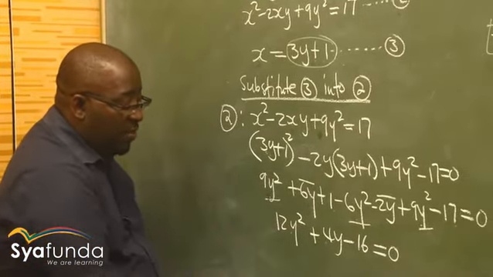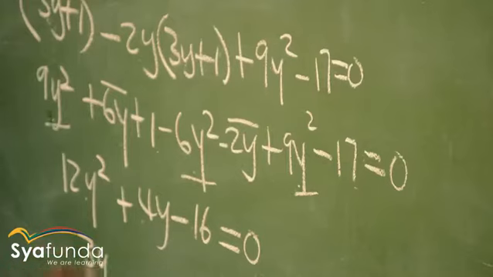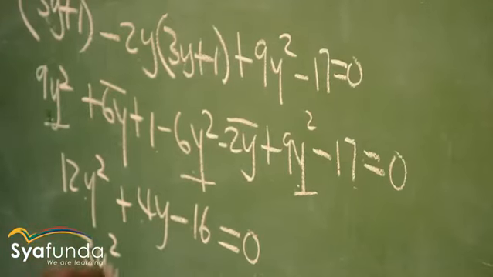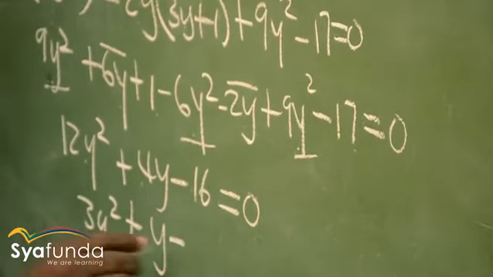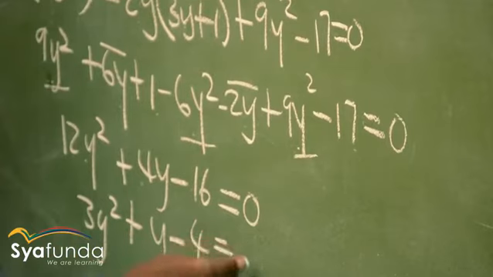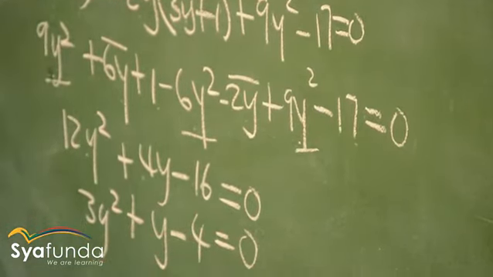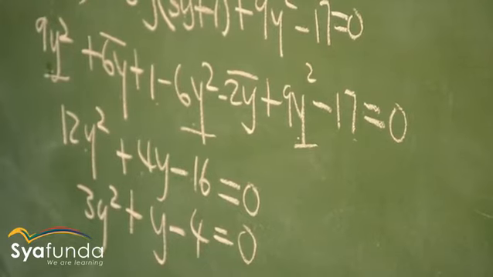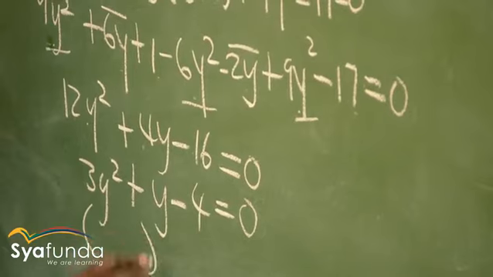So this divided by 4, 12 divided by 4 is 3. So it's 3y squared. 4 divided by 4 gives us y. Minus 16 divided by 4, we have minus 4. 0 divided by 4 is 0 again. So this one is simplified now. Our trinomial is simplified. After this, what do we do? We can open 2 sets of brackets.